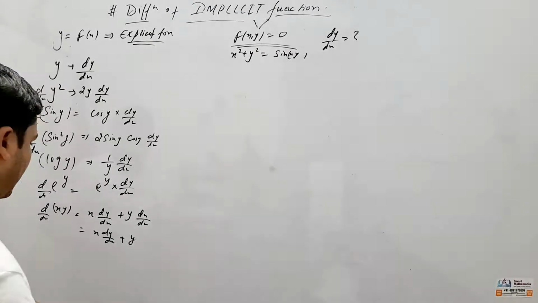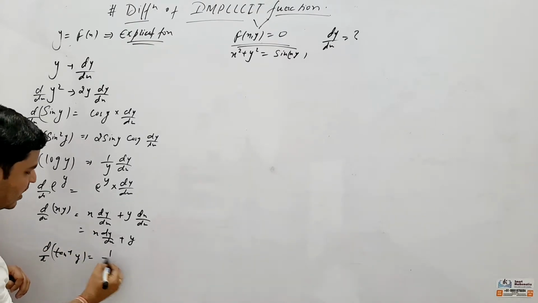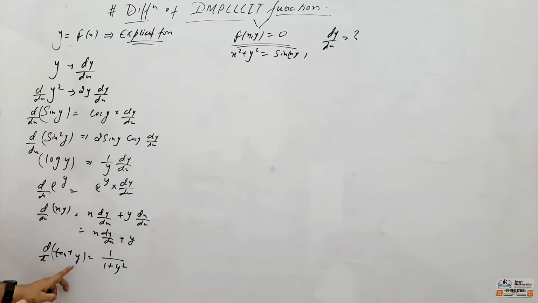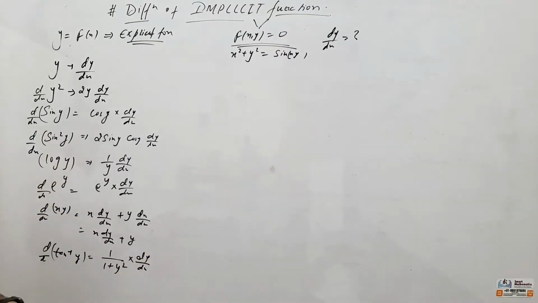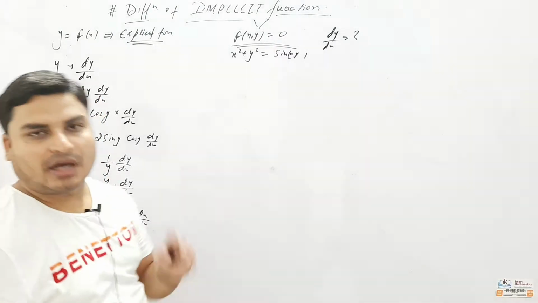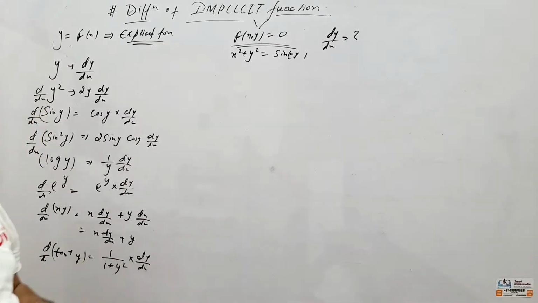If you want one more example based on inverse functions, see tan inverse y. What should be its differentiation? It would be 1 by 1 plus y square, because the formula is 1 by 1 plus x square and here your x is y, and next after the chain you will definitely get dy by dx. So remember these basic things under implicit function. You will get these terms while solving the differentiation of an implicit function.